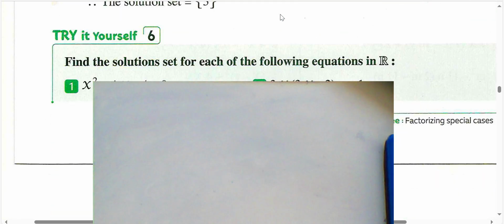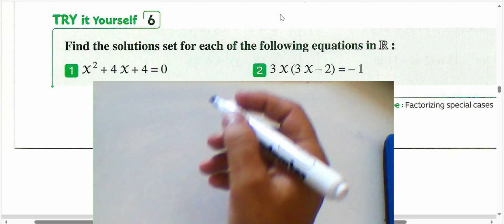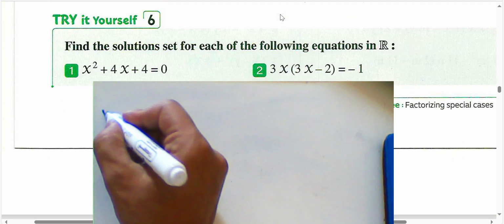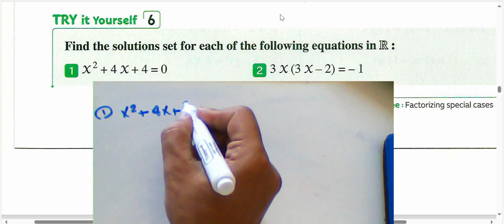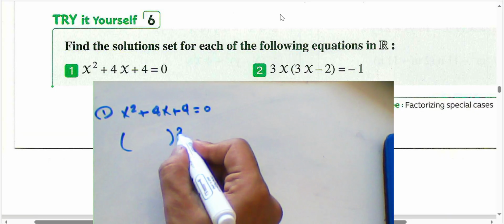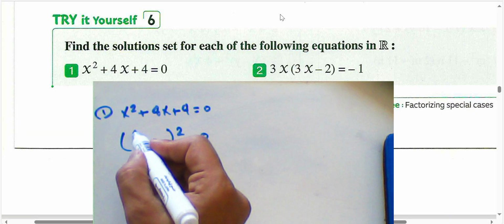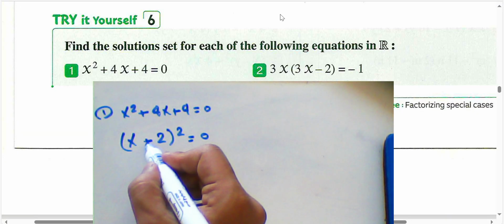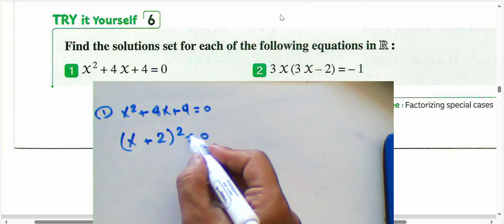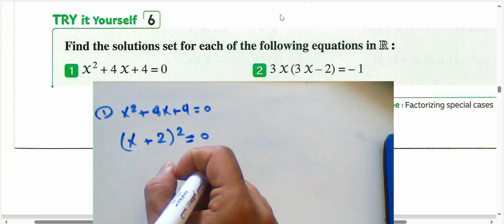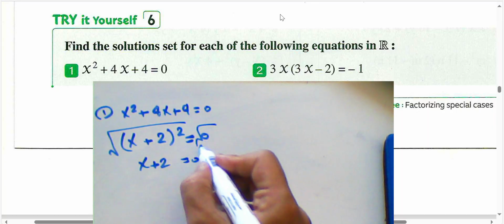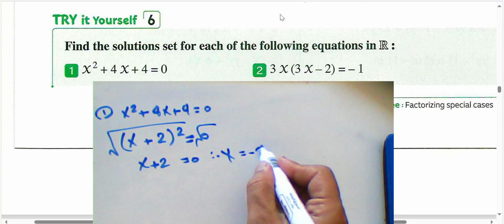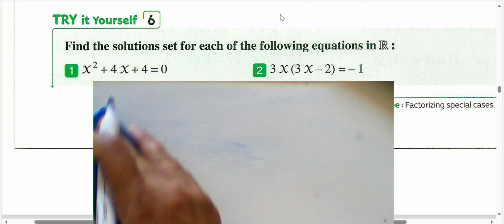Now we have equations. Try to solve. Number 6. Find the solution set in real numbers. Number 1. We have x power 2 plus 4x plus 4. This expression we call a perfect square. We can find the first and the third and the sign in the middle, and then we can find the square root of left hand side and right hand side. Then x plus 2 will be equal 0. We can put the square root here, and the value of x will be equal negative 2.